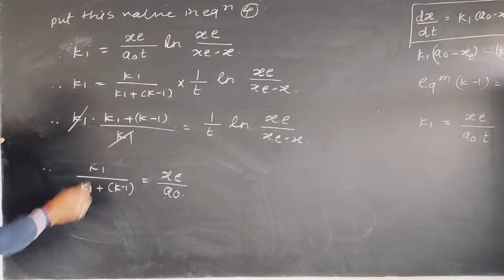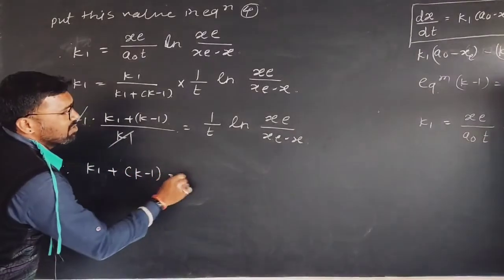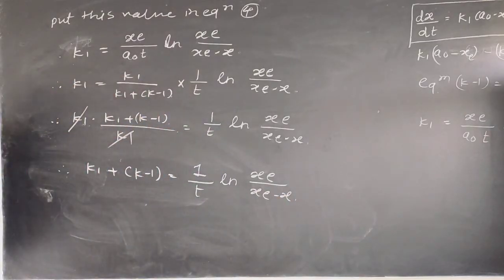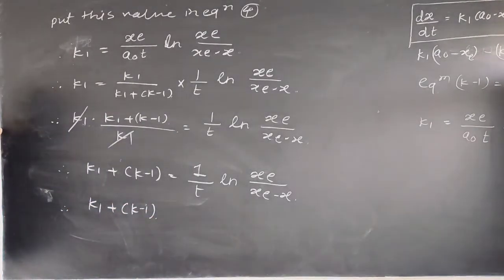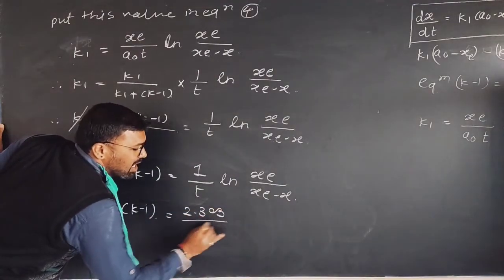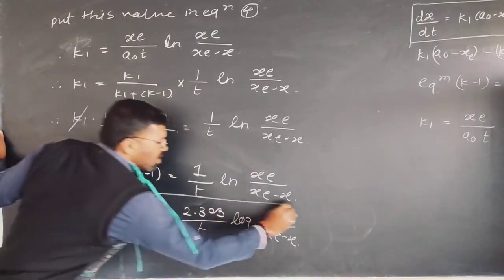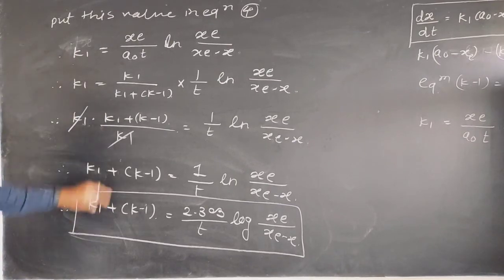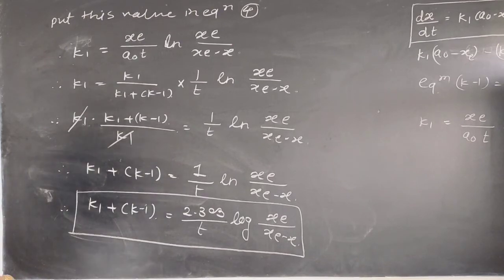Here K1 goes on cancelling, we get K1 plus K minus 1 is equal to 1 upon t into ln of Xc upon Xc minus X. By changing the format of this equation we get K1 plus K minus 1 is equal to 2.303 upon t logarithm to the base 10 of Xc upon Xc minus X. This is the final equation for the kinetics of opposing or reversible reaction, or reaction approaching equilibrium. This is the derivation. You can take a screenshot too.